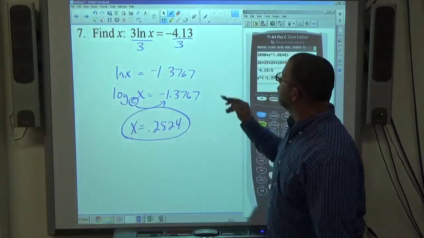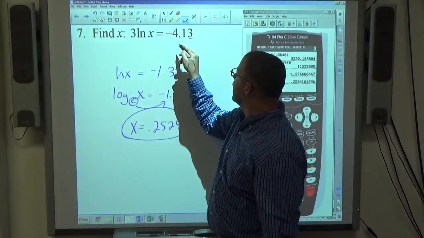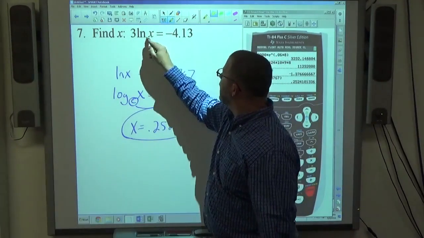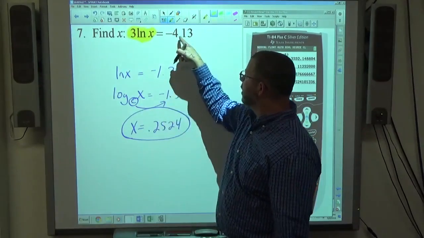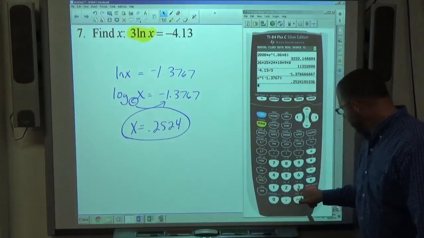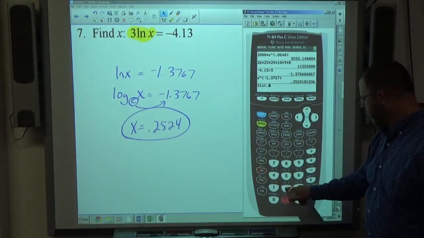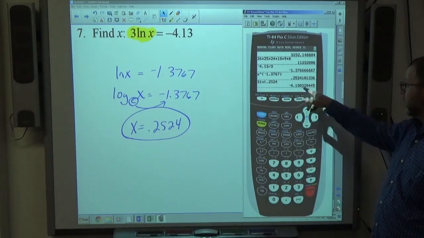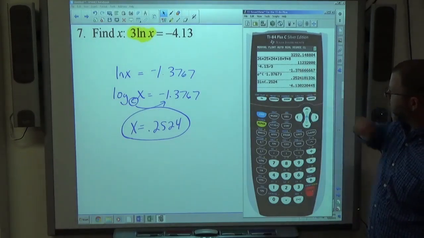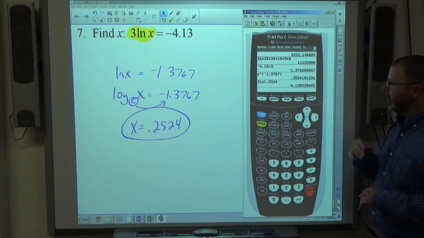If you want to make sure you're right, it's real simple. Here's the original problem here. If I type the left-hand side of the equation in, 3 ln of this number, it should equal that number. So if I try it out, 3 ln of 0.2524, negative 4.13022. It's not exactly, but it does round to negative 4.13. I rounded, so it's going to be not exact.